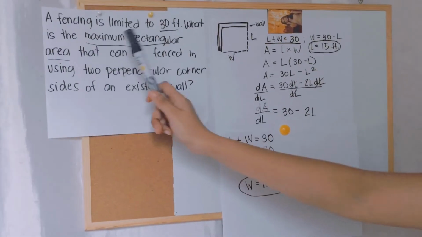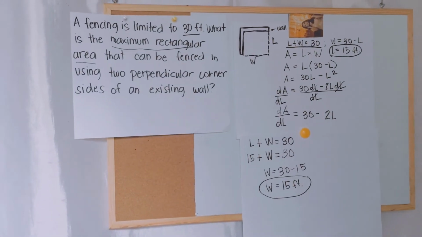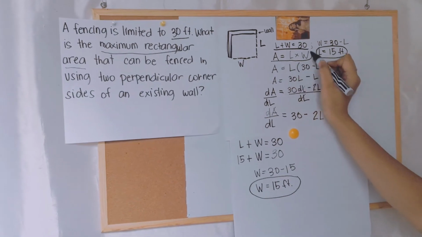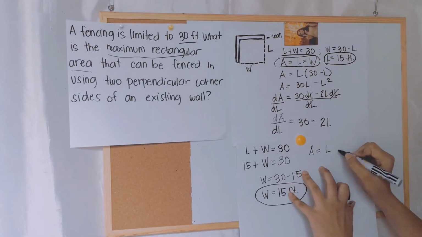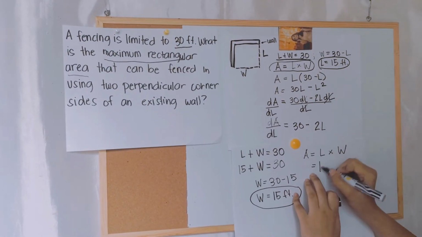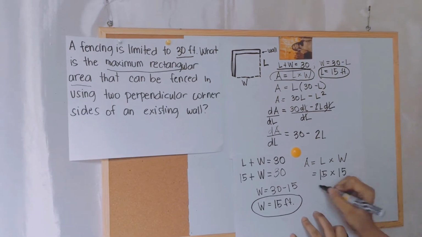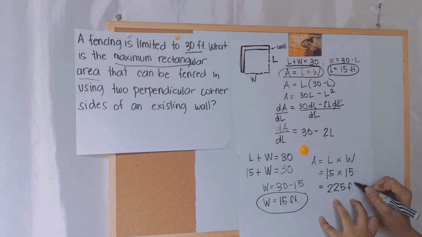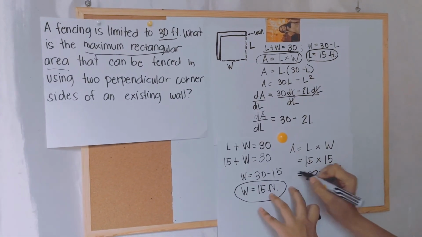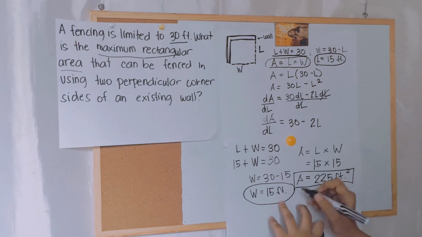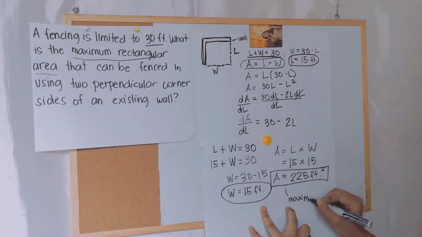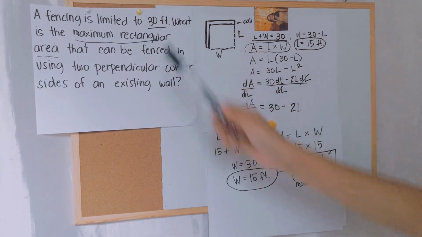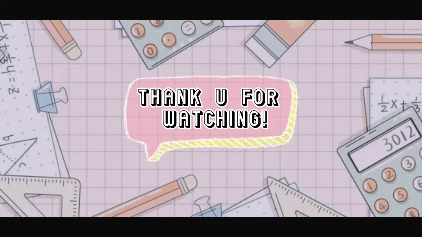Remember that we are looking for the maximum rectangular area. So we're looking for the area using the dimensions of length and width. Now let's go back with the formula for area of the rectangle, which is A is equal to length times width. We have the length of 15 and a width of 15. And that will give us an area of 225 square feet. So that is the maximum. What is the maximum rectangular area that can be fenced just using 30 feet fencing materials?